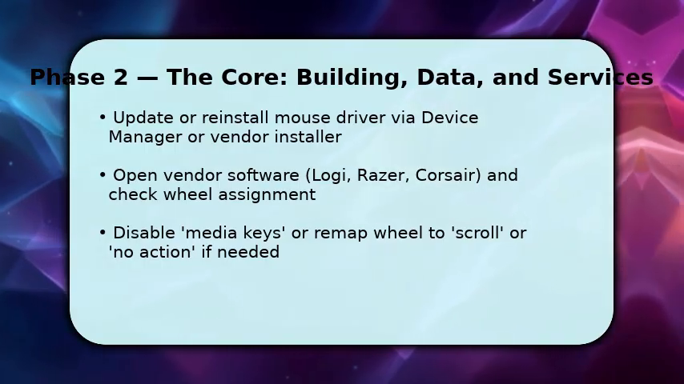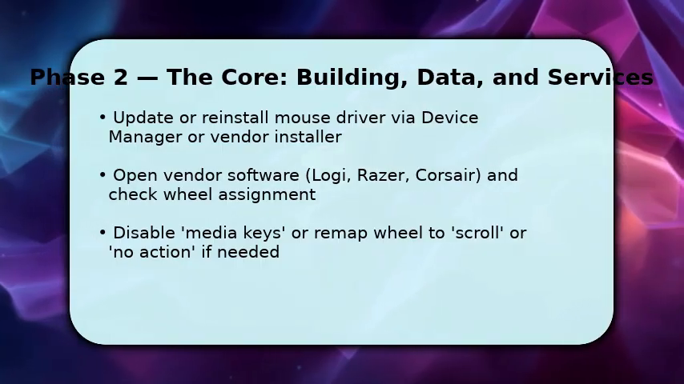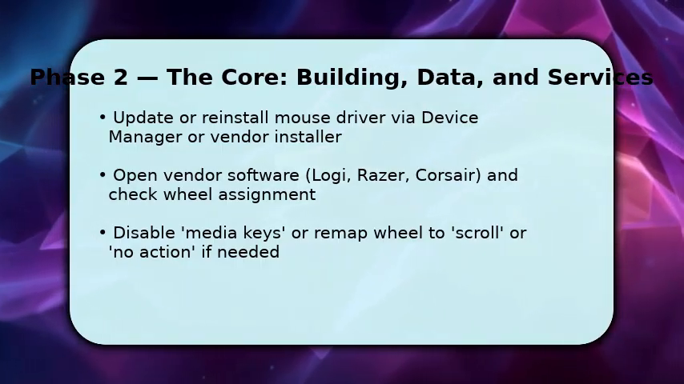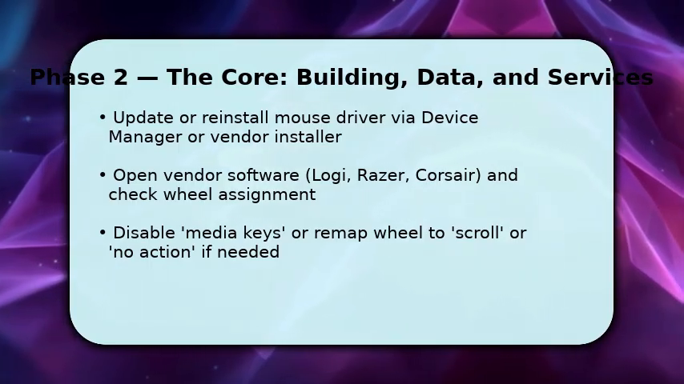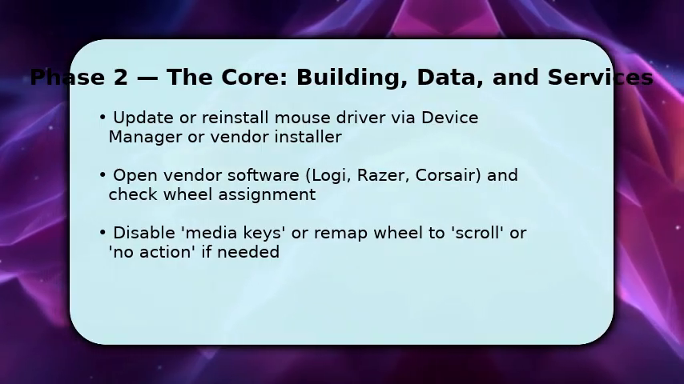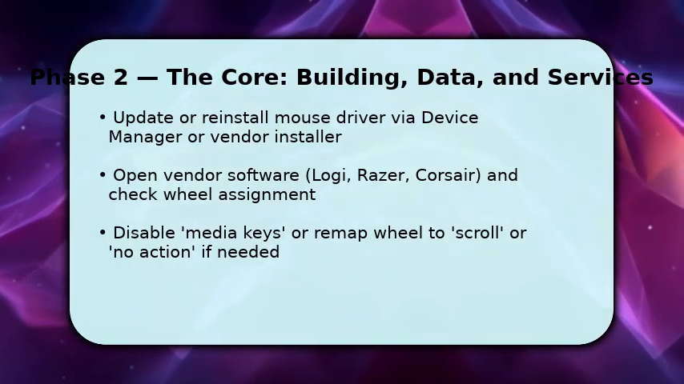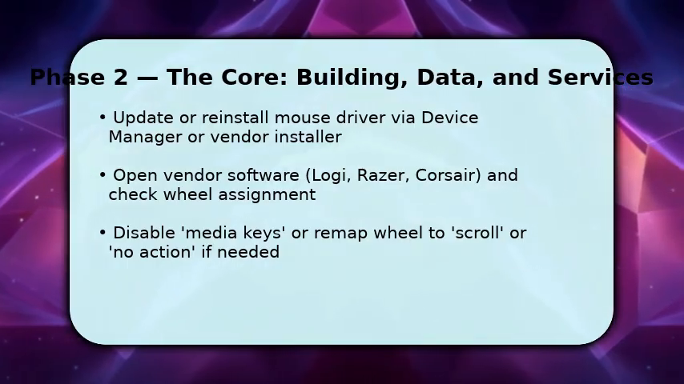Once restarted, open any vendor utility like Logi Options, Razer Synapse, or similar, because these apps often override OS defaults. In that utility, find wheel assignments and set them to scroll or no action instead of volume or media control. Make sure changes apply to the correct device profile and test the wheel after each change to verify progress.